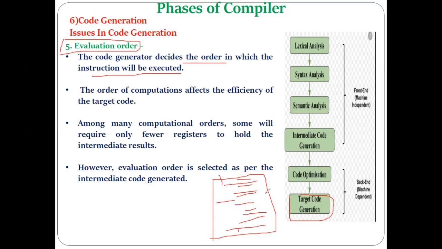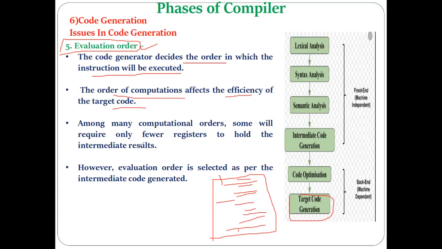Out of this number of instructions, which instruction should be executed first? That is the issue of evaluation order, and it also needs to be decided by the code generation phase. Understood? Because the order of the computation, or the order of execution of the instructions, also affects the efficiency of the target code.